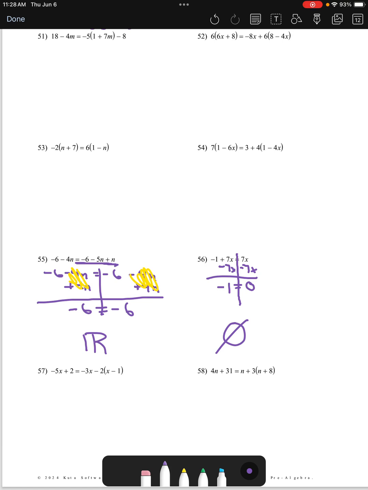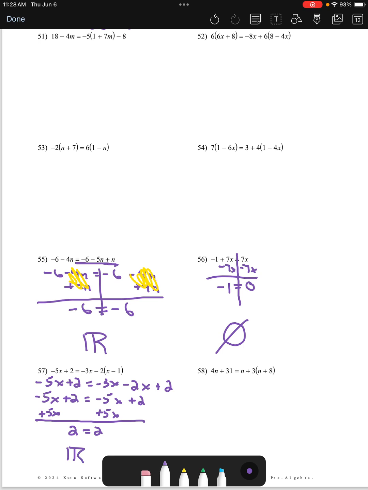The last two examples, which you can pause the video and attempt, should result in something similar, but let's just run them out and check. In number 57, I see distribution, so I'm going to do that first. And my right-hand side has like terms, so I'm going to combine them. Now when I go to put my x's together, when I add 5x to both sides, they cancel out completely, leaving me with the statement that 2 is equal to 2. That is a true statement. So number 57 has all real numbers as the solution set.